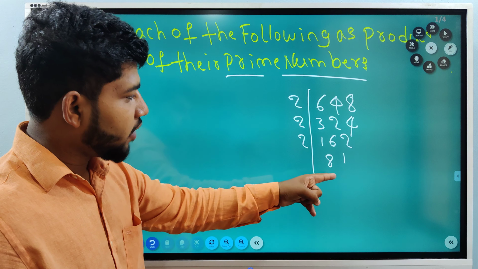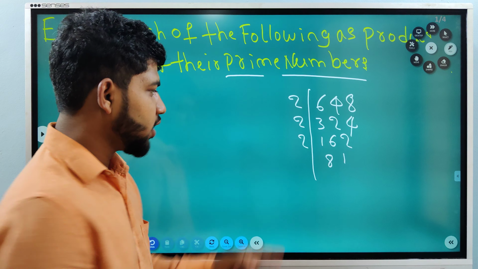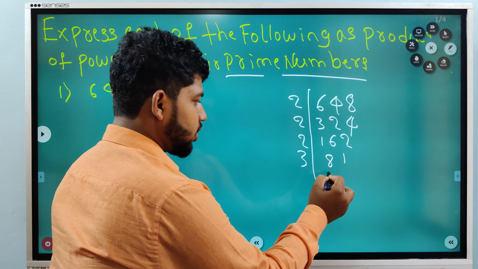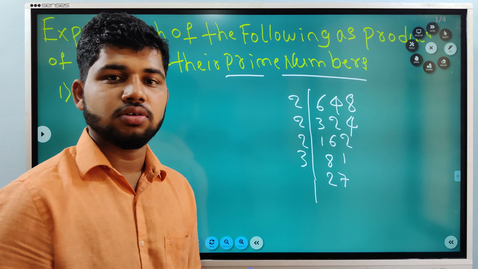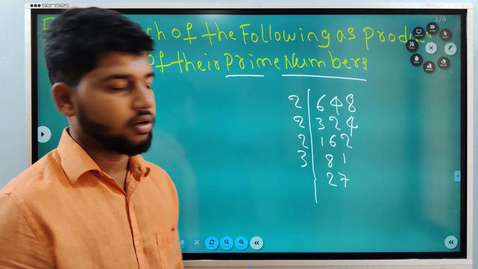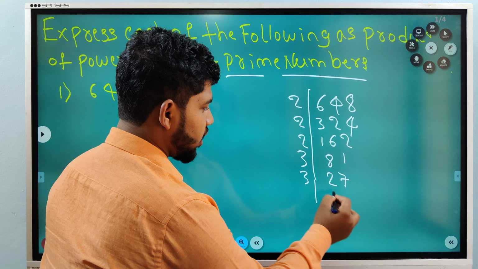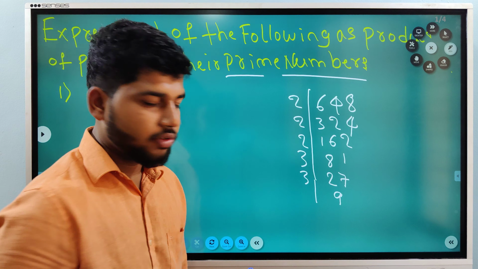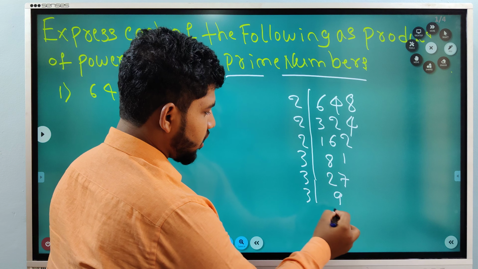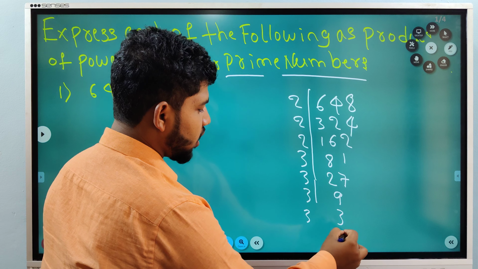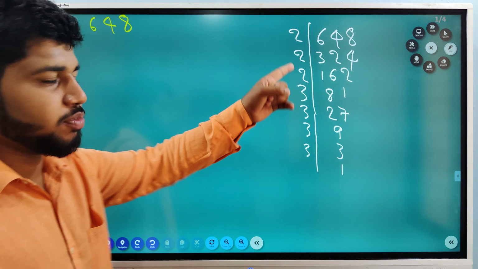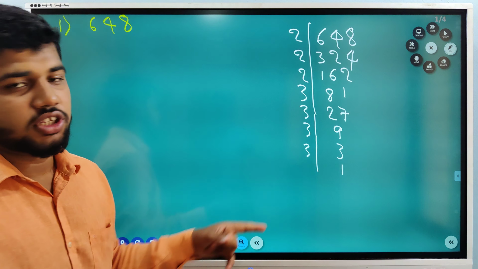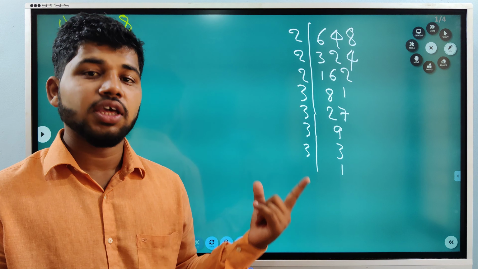Now, 81 cannot be divided by 2. Now we are taking 3. 3 2s are 6, 3 7s are 21. Again we are taking 3. 3 9s are 27, 3 3s are 9, 3 1s are 3. 648 is the given problem. By using the prime numbers, we are going to find the factors of the given problem.